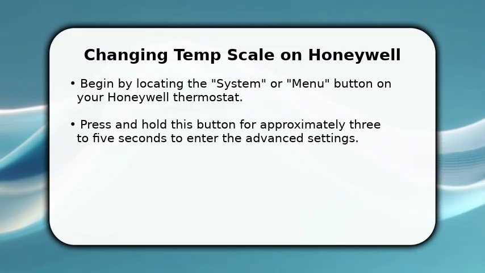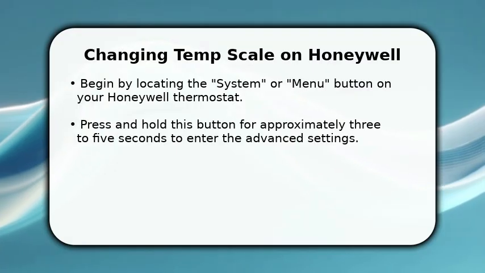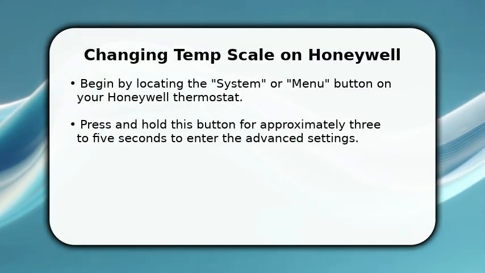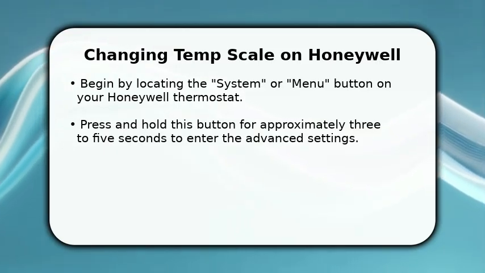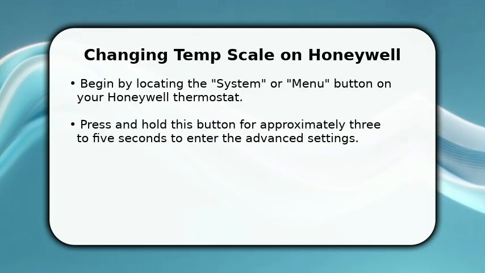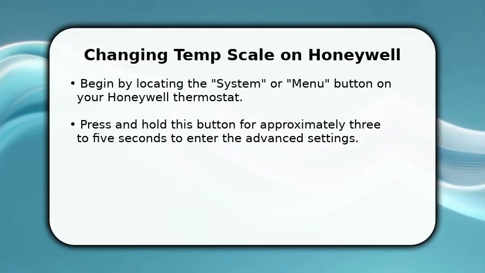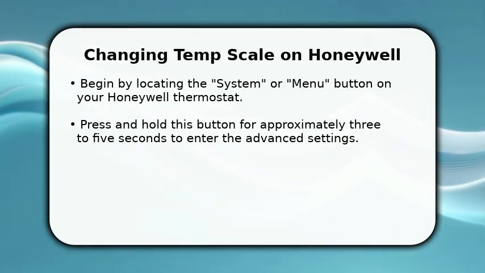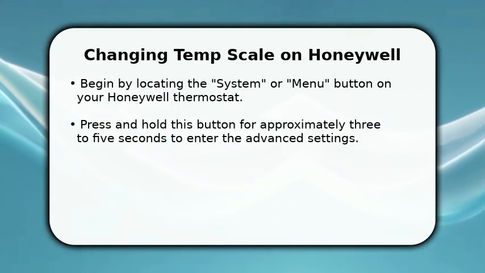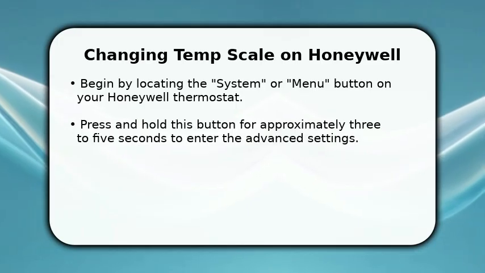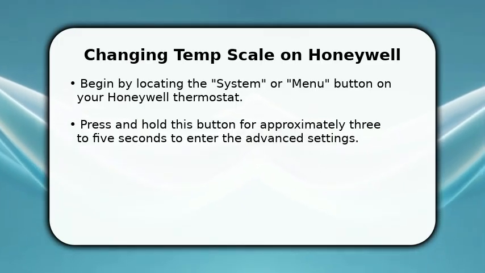In this video, I will explain how to change Celsius to Fahrenheit on your Honeywell thermostat. First, locate the System or Menu button on your device. You'll typically find it on the front panel. Press and hold this button for about 3 to 5 seconds. This action will allow you to access the deeper configuration settings, which are necessary for adjusting the temperature display unit. It's a simple first step to getting your preferred temperature reading.